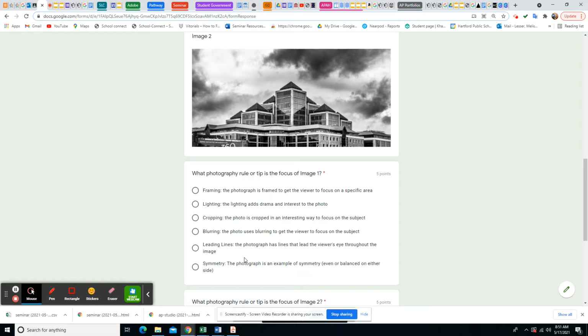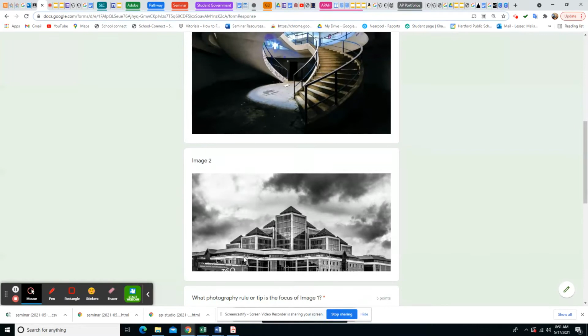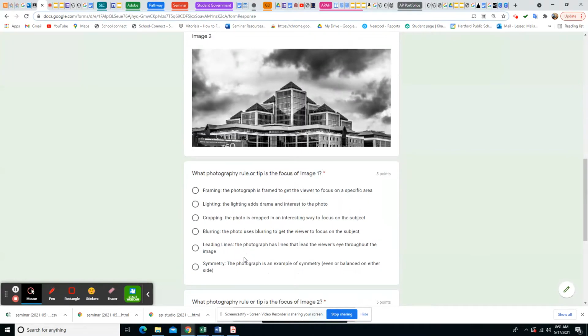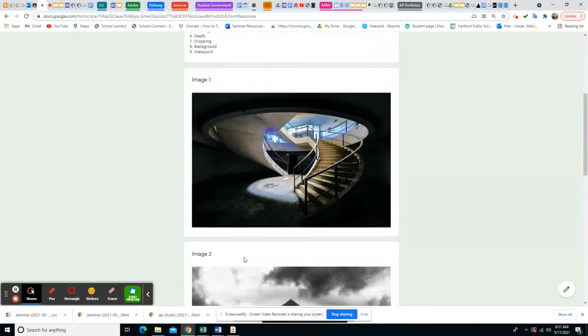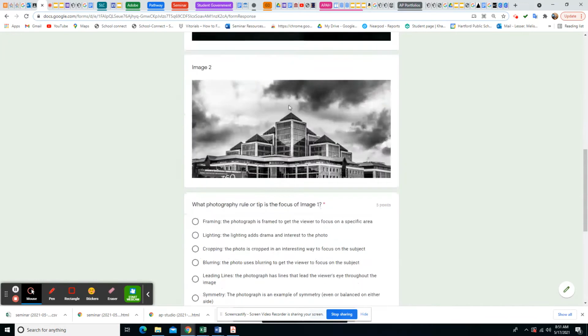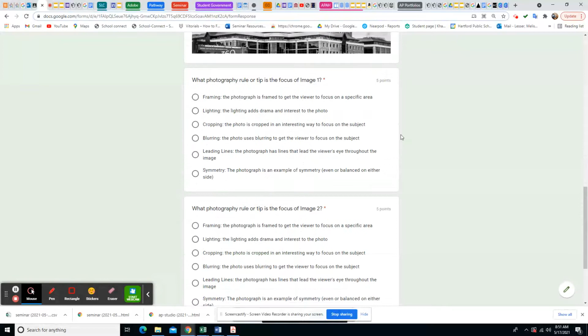Leading lines, I added in here, so remember with leading lines, your eye follows the lines. So do either one of these have some lines that your eyes follow? And then symmetry. Remember, symmetry means it's even on both sides. So if I look at these, this one isn't quite even on both sides, right? Because there's only a staircase coming down in one that we can see. This one is pretty close to symmetrical, so that may be an option for your second one, okay? So go through and answer these two questions.